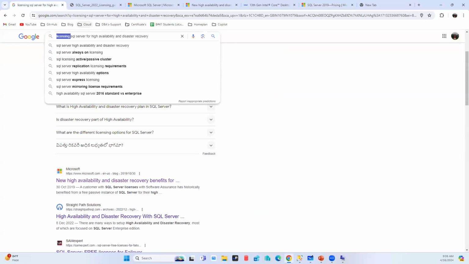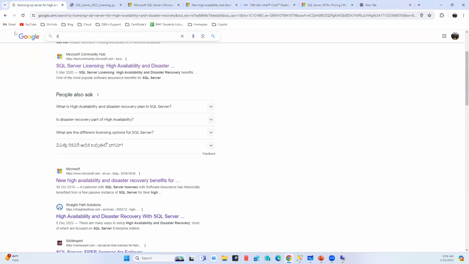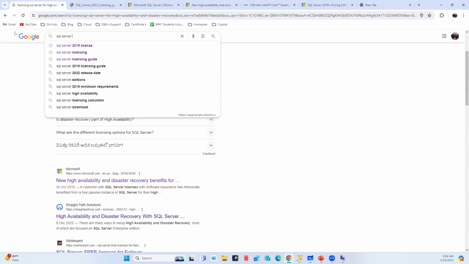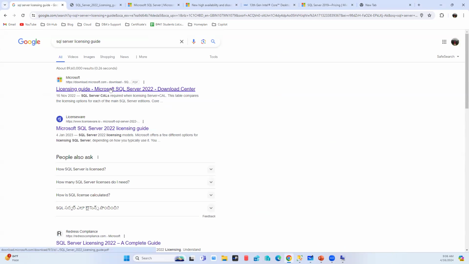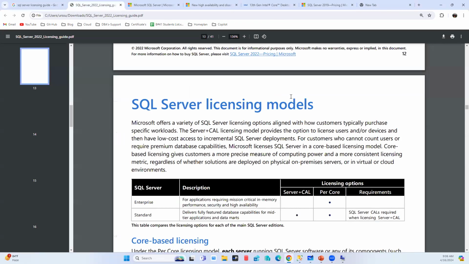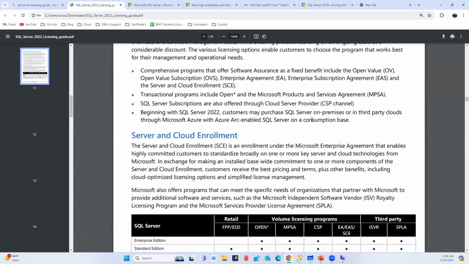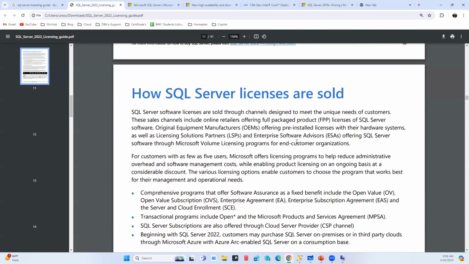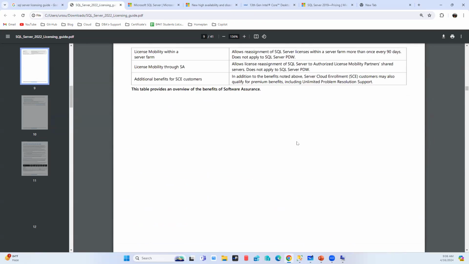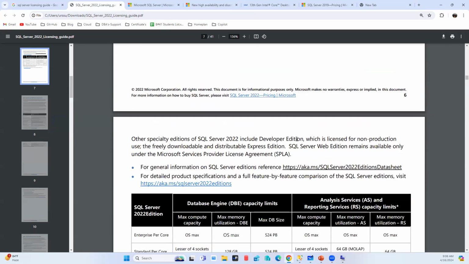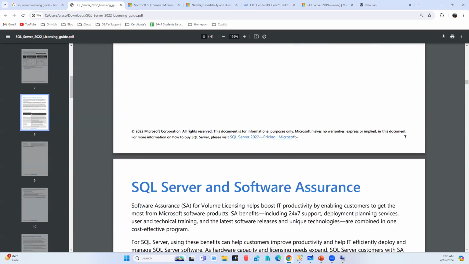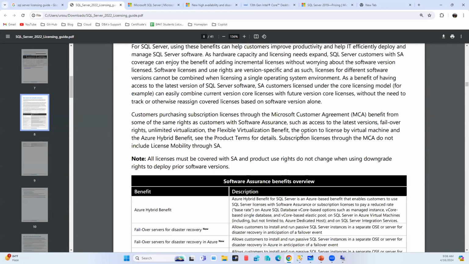Nothing, sir. No need to do anything here. Just search for the SQL Server licensing guide. You will get the download. I'm not saying that you need to prepare like an aptitude written test. Don't go and prepare like aptitude and written test. Just walk through, sir, if you have the time. Just go and walk through once. It's interesting only.